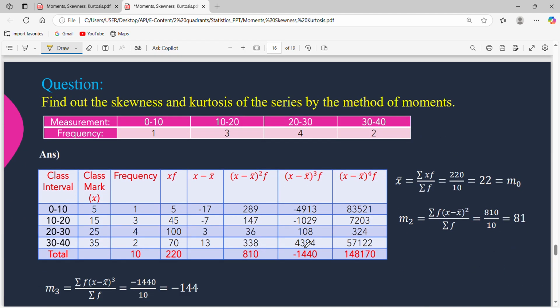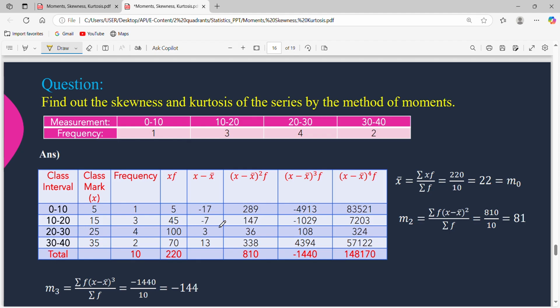Next is, find out the skewness and kurtosis of the series by method of moments. Here we have class interval and frequency. The class intervals are 0 to 10, 10 to 20, 20 to 30, 30 to 40, and the frequencies are 1, 3, 4, 2. First thing is to find out the class mark: 5, 15, 25, 35, that is 0 plus 10 by 2, 10 plus 20 by 2, 20 plus 30 by 2, 30 plus 40 by 2.